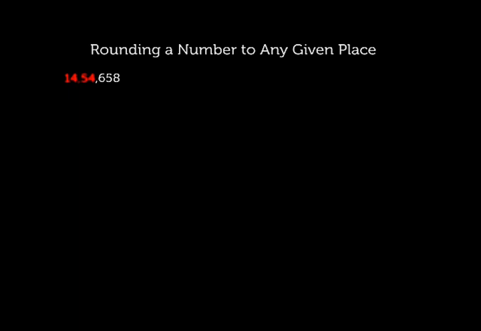Now let us take 14,54,658 to round off to nearest 10. Here, the digit to the right of 5 is 8, which is greater than 5. So we add 1 to 5. Then change all the digits to the right of the tens place to 0. So the answer is 14,54,660.